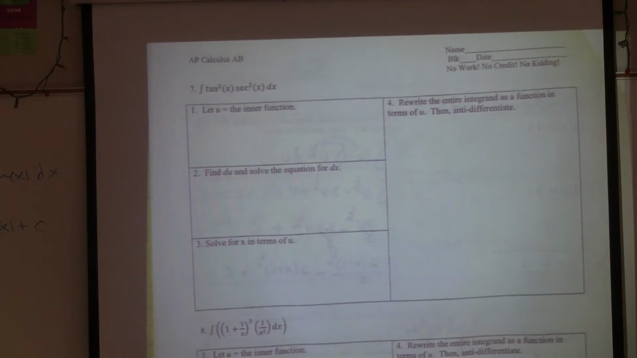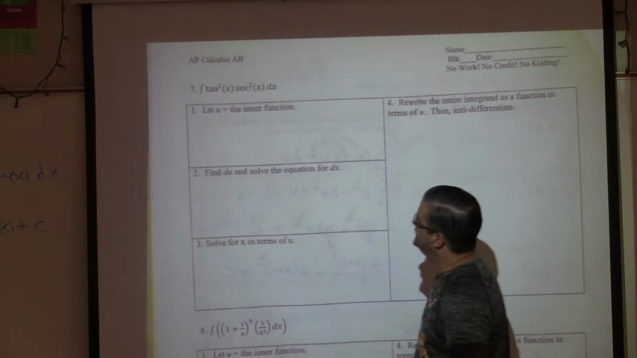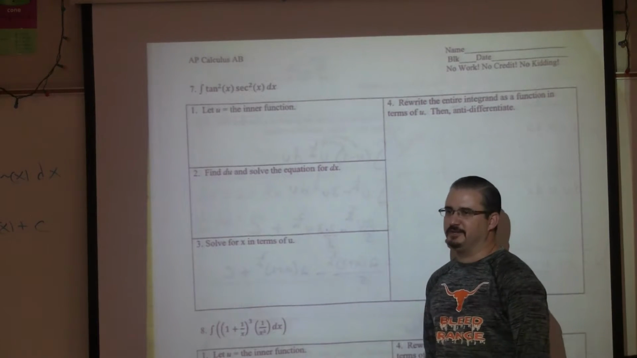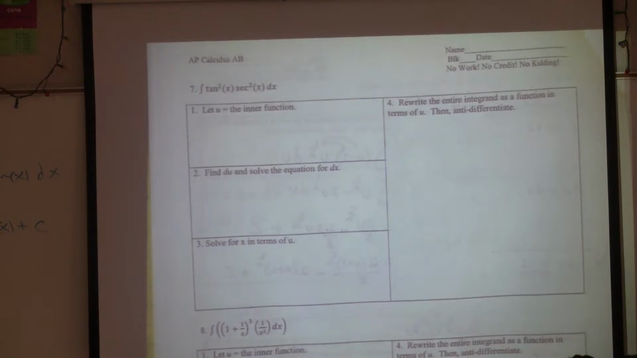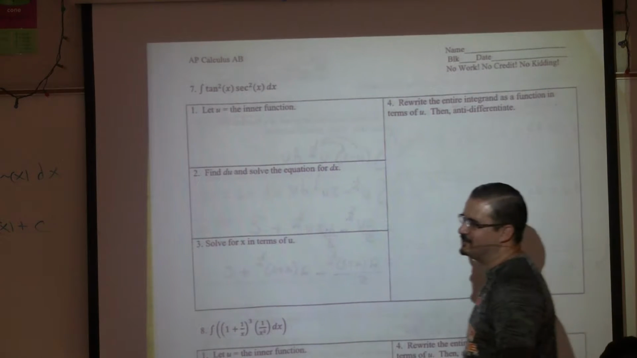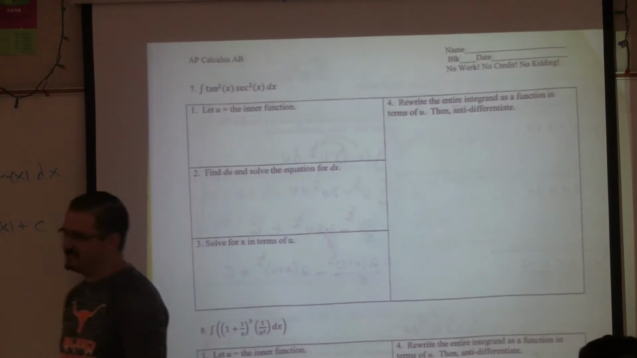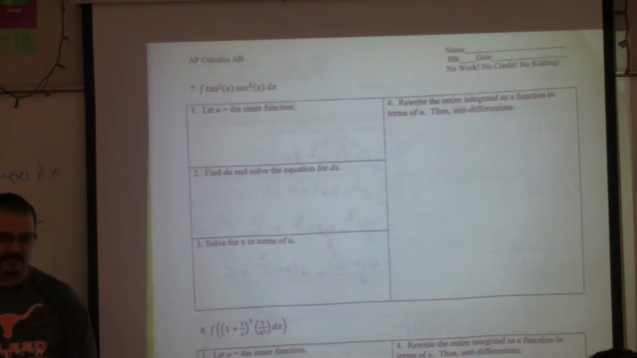So we got the integral of tangent squared times secant squared. What do you want to make u here? If I make x u, is that really going to change anything? I'm going to get tangent squared u, secant squared u, du. So that didn't really change anything, didn't really cancel anything, didn't really make it look different other than changing the x's to u's and the dx to du.